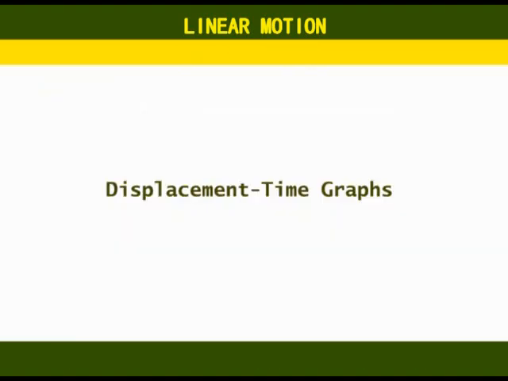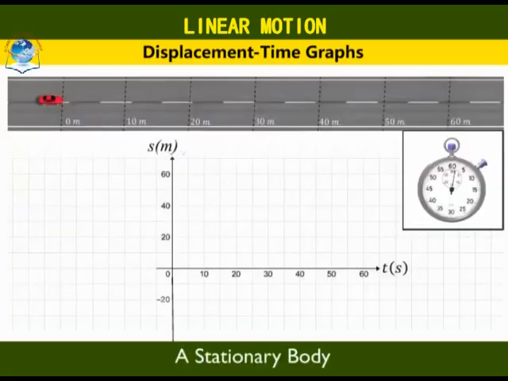Third type of graphs is displacement time graphs. The first case, the displacement time graph for a stationary body. Now just like distance, the displacement of a body does not change with time. But displacement is a vector quantity, and the position of the body may be negative or positive relative to an observer or a reference point. So the displacement axis is negative and positive scales.